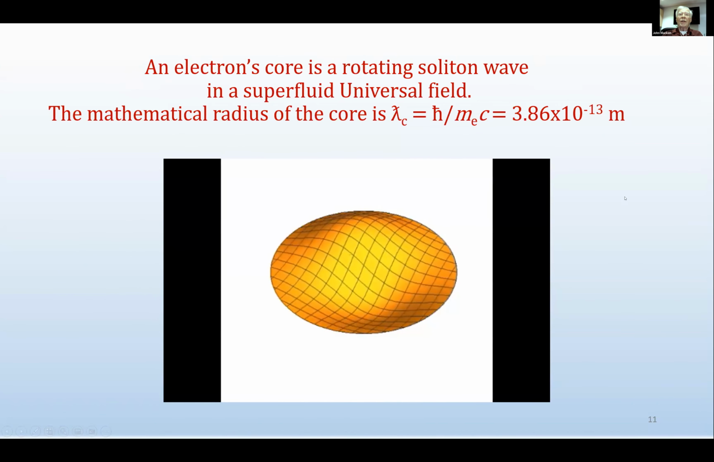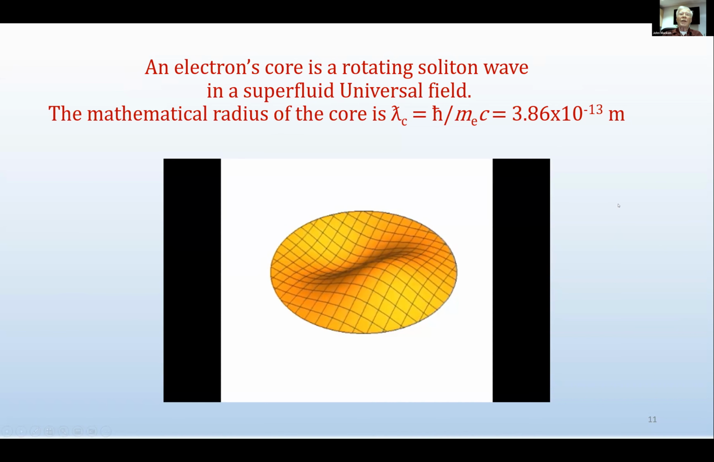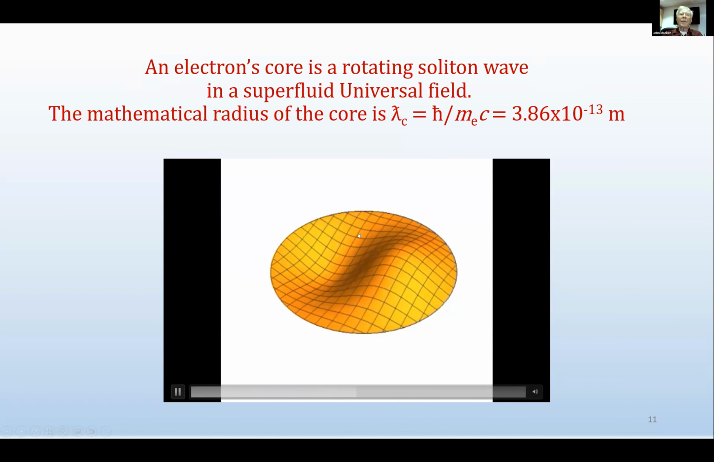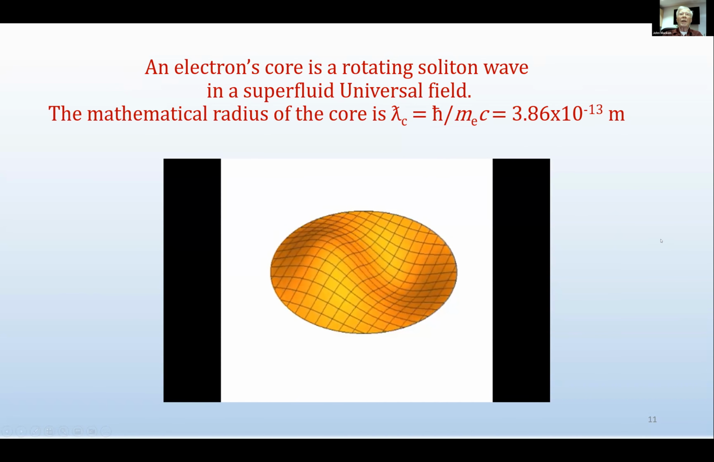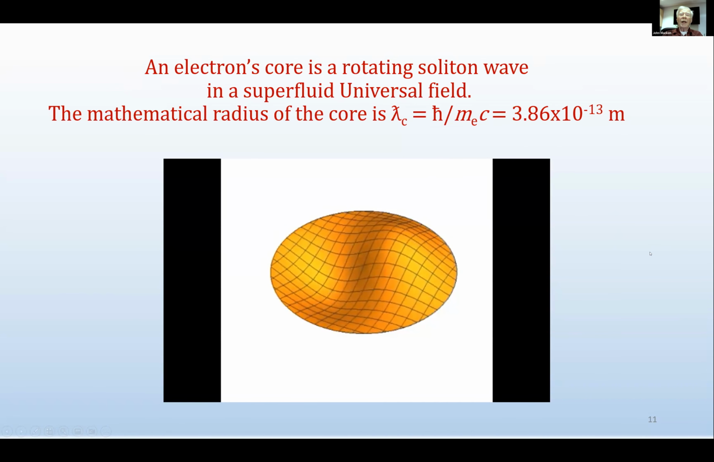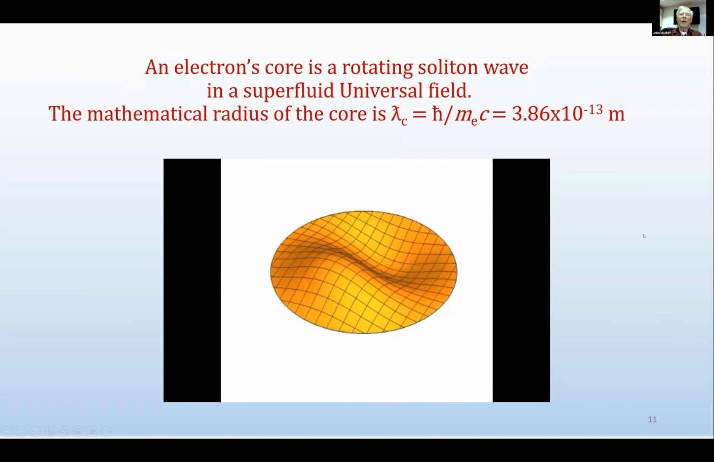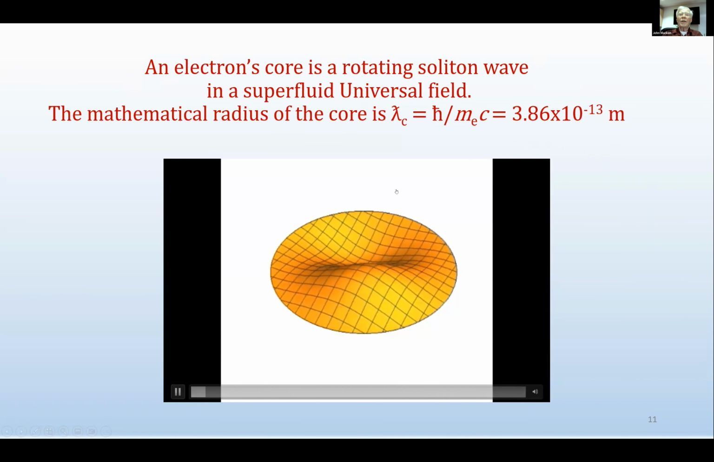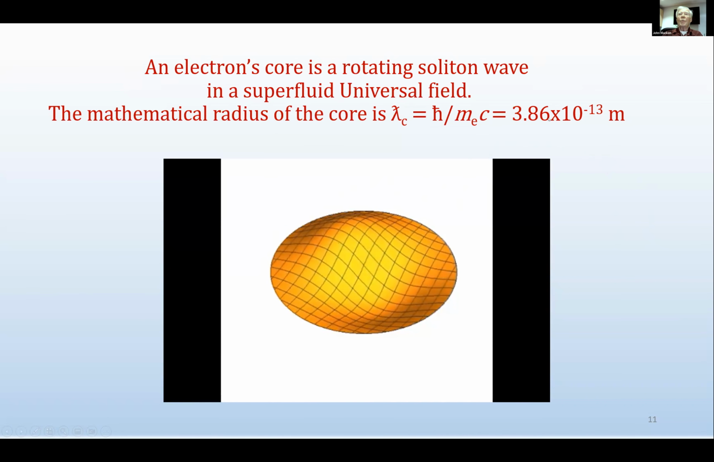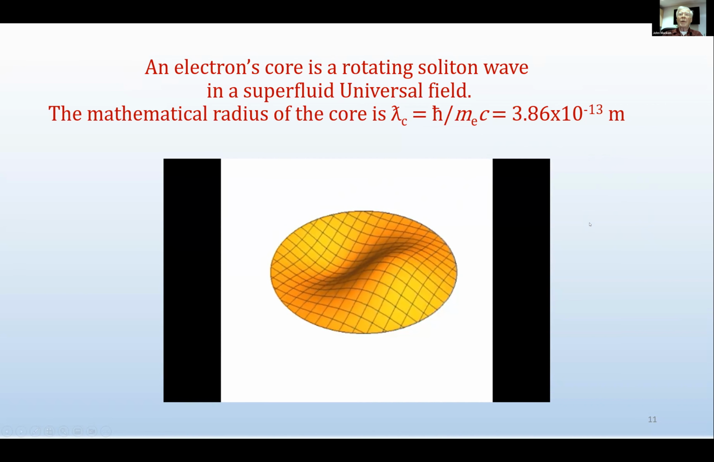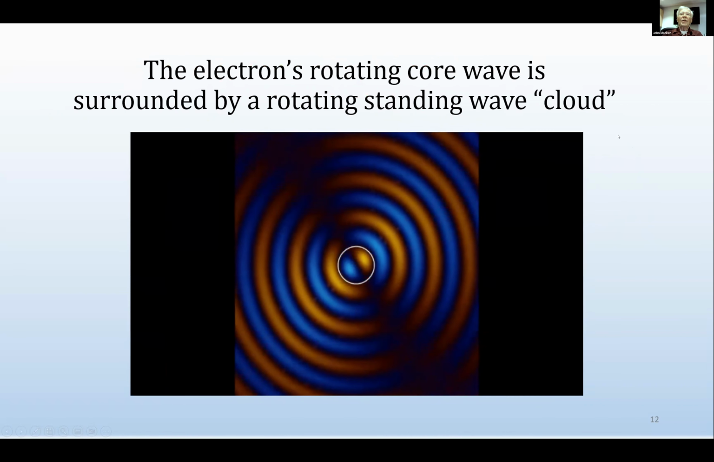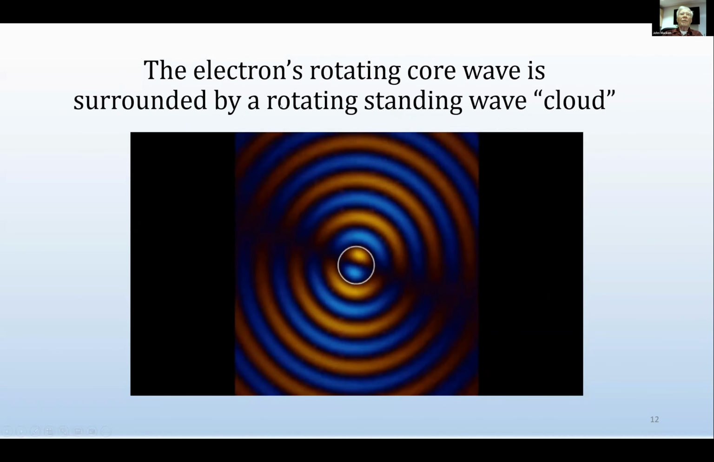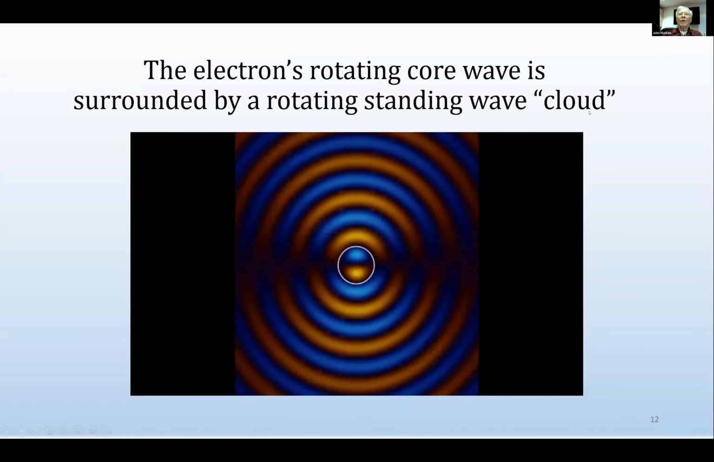So I'm going to break this into 2 parts. My model has a rotating wave in the core of it. And here we have just a representation of a Planck length distortion of space. And it is rotating at the electron's Compton angular frequency. And the radius of this core is 3.86 times 10 to the minus 13 meters. This is a representation of the electron's rotating core, and it's surrounded by a rotating standing wave cloud.